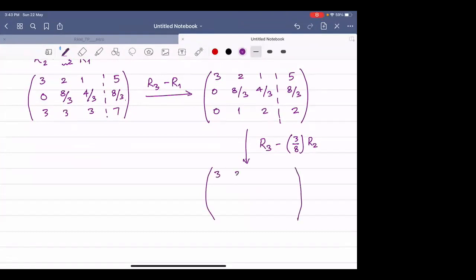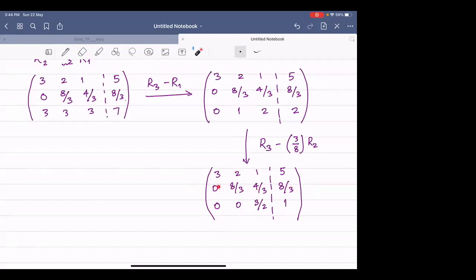Okay. So first row as it is. Second row as it is, no change. Third row is what we are seeking to change. 0. This we designed to make 0, right? This is our design. And now we have to find what comes here. 1.5. 1.5 and 1. Is it okay if I write 3 by 2 or something? Yeah. Okay, so now we have achieved our aim. We have 0, 0, 0 here.